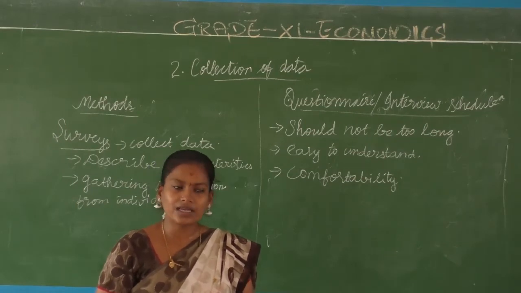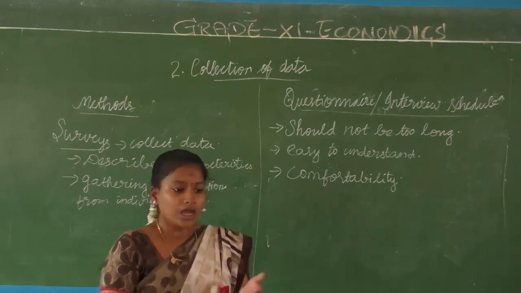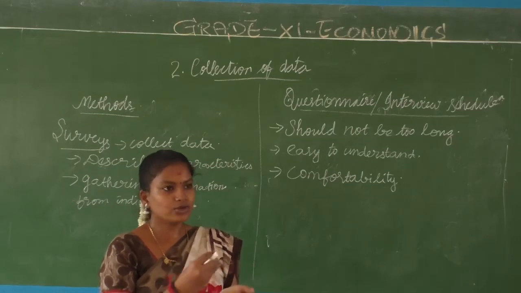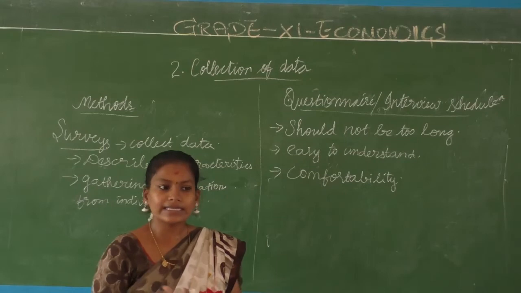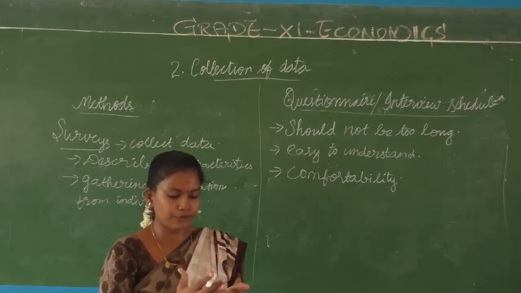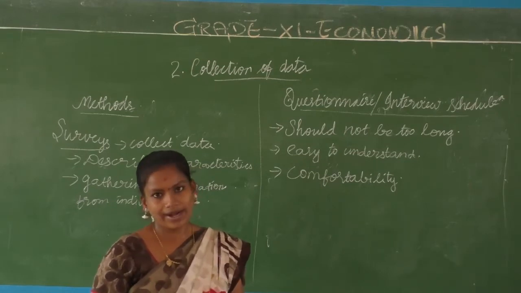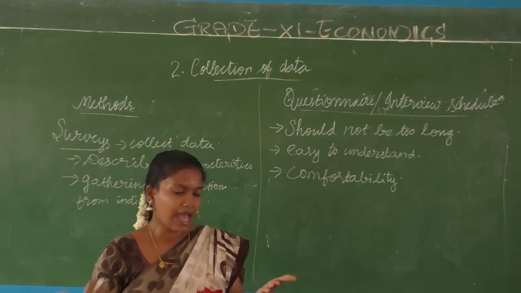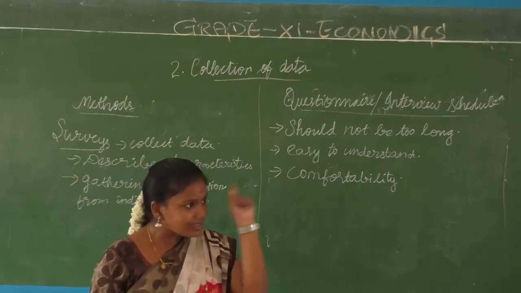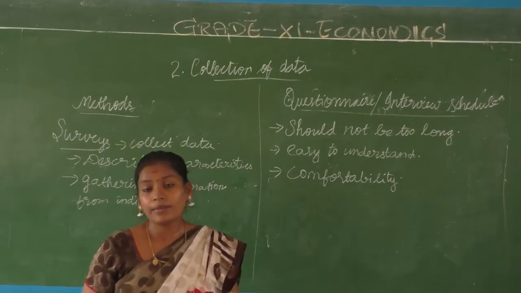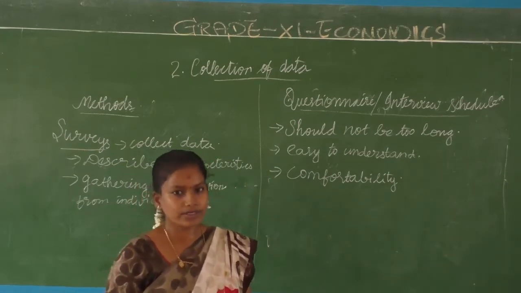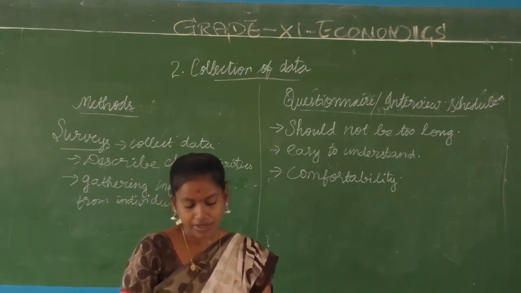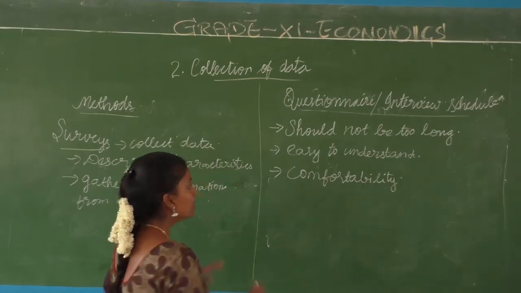So at that time what do you do? You give a linear scale. If you really want to know their age, you ask which age group they belong to: 0 to 10, 10 to 20, 20 to 30. Like that you give it. An income group you can have like 0 to 50,000, 50,000 to 1 lakh. Like that you can have the column. Instead of asking them exactly to write their income, they may not be interested to quote it out. So you should make your questionnaire in such a way that it is comfortable for them to answer the question.